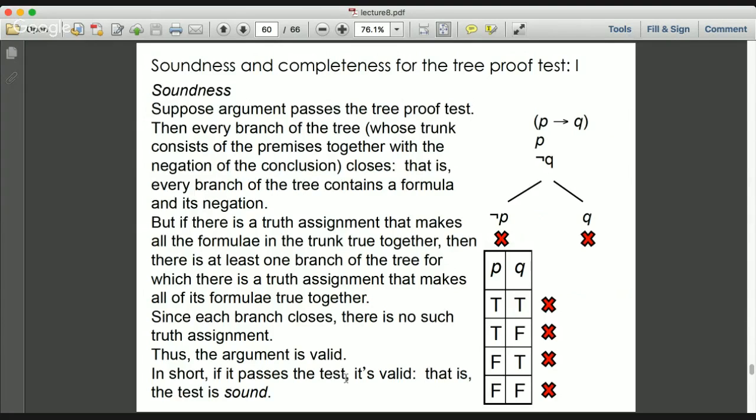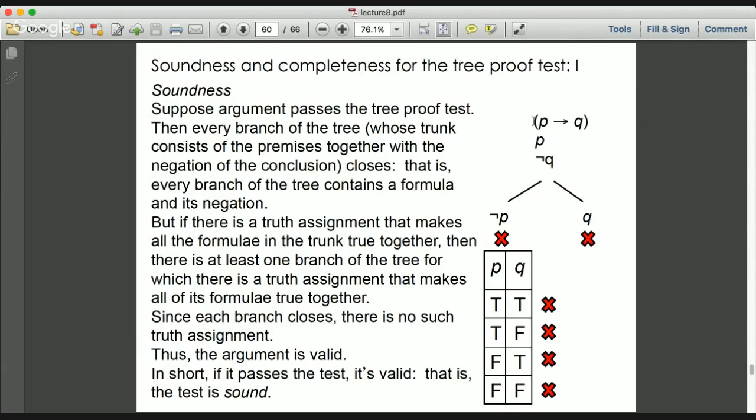Therefore, the argument's valid. So if the tree method says, hey, this argument is valid, then what it means by that is, if we suppose that the premises are true and the negation of the conclusion is true, then false. Sorry, I'll take it back. Yeah, true. Sorry, I said that wrong.